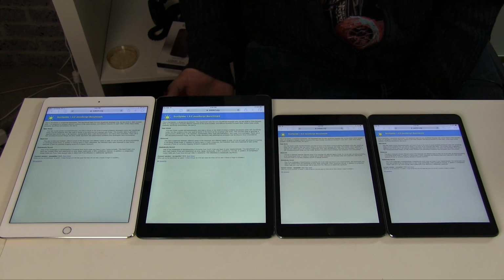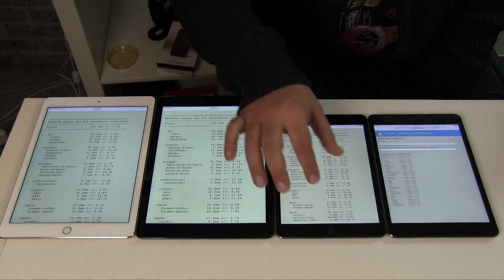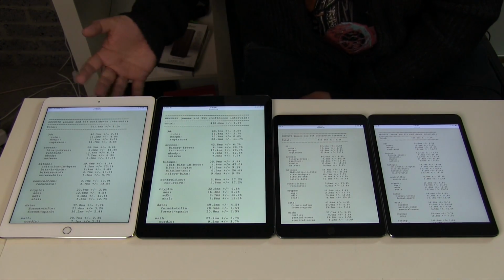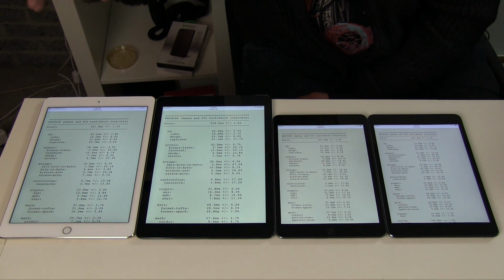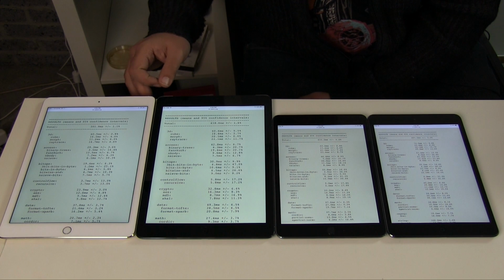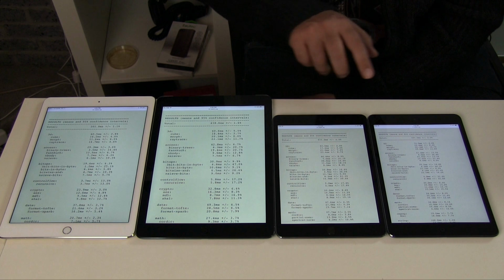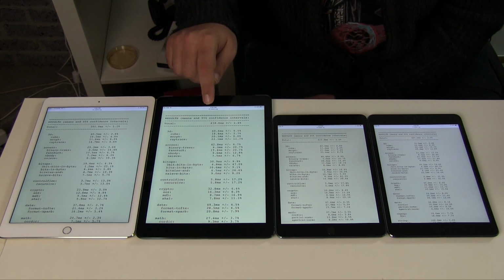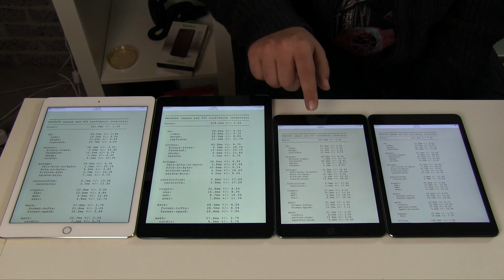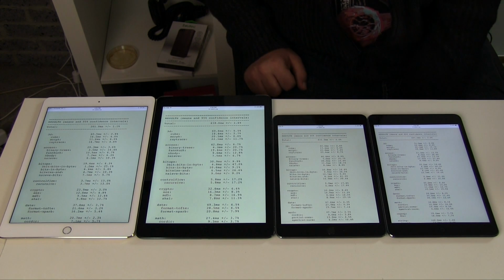So now we're running the SunSpider test for JavaScript speed. So here we have the results. The lower number, the better, because that means it went faster. So on the A8X, on the iPad Air 2, we have 301.9 milliseconds. And on the A7 devices, including the new iPad Mini 3, we have 418.6, 433.4, and 497.3.